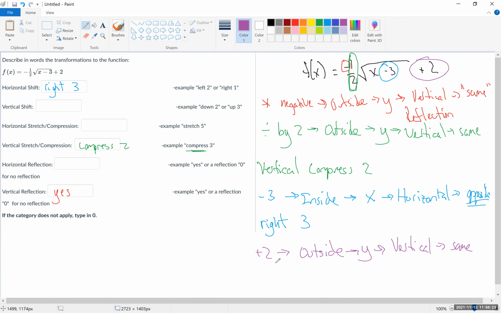So this does what we want. We want plus to go up. So it's going to go up 2. So for vertical shift, we're going to write up 2. Okay. And then for everything else, we're done. We did everything, right? The square root is the parent function. So for everything else, we're going to write 0.